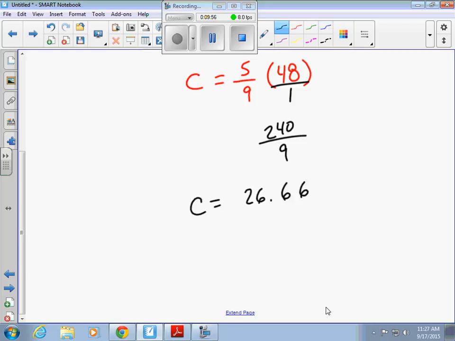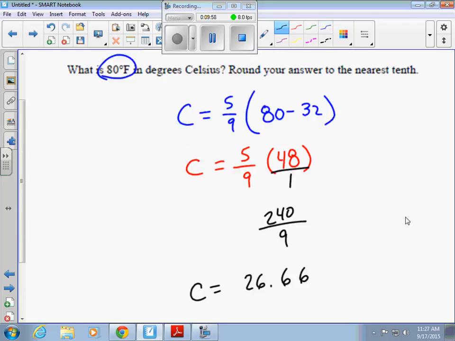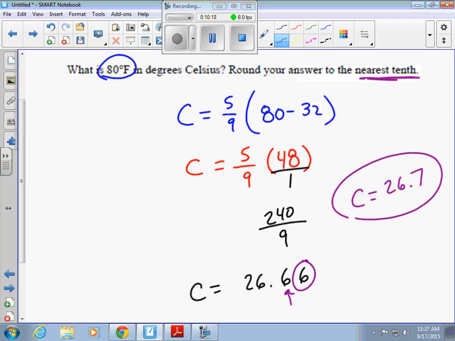But again, just like a minute ago with the miles per hour, it tells us to round to the nearest tenth. So we only want to go to here. So it's going to be either 26.6 or 26.7. The number after that one right there tells us it's 5 or greater. So the Celsius temperature is 26.7 degrees if it's 80 degrees Fahrenheit.